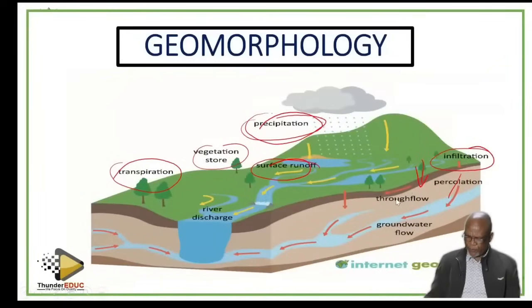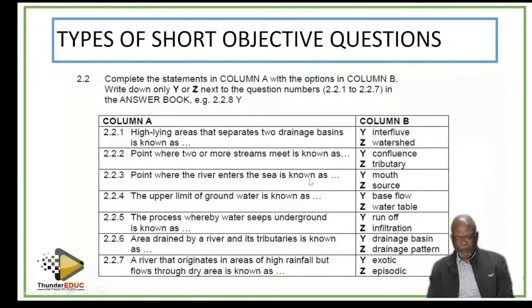And throughflow is the flow of water beneath the surface. That's what you get there. And groundwater is the water found beneath the earth's surface. River discharge refers to the volume of water as it passes a specific point at a specific time. So this is just an icebreaker to our geomorphology, this water cycle. Let's look at the questions here.